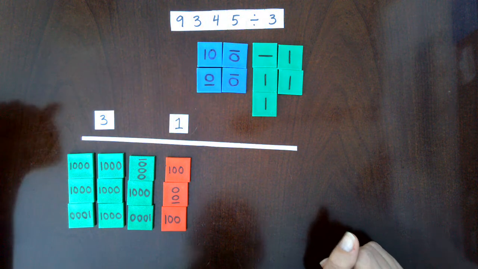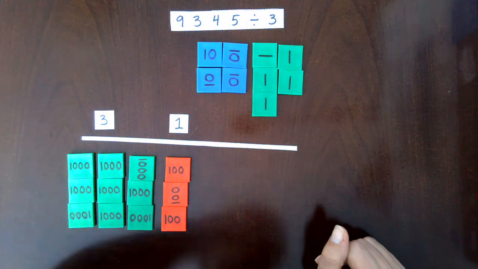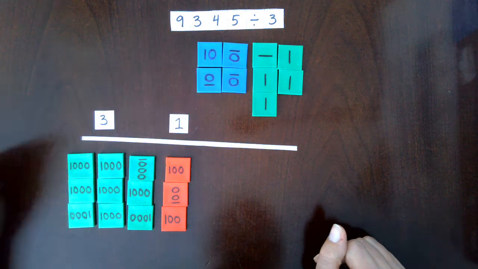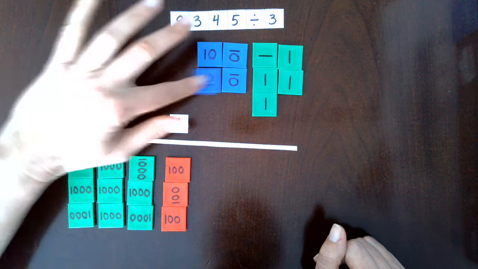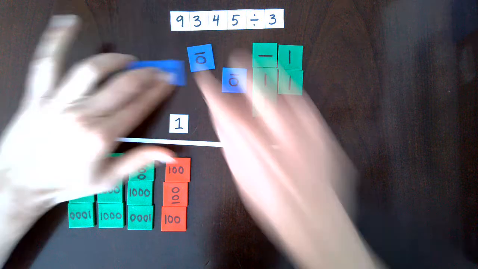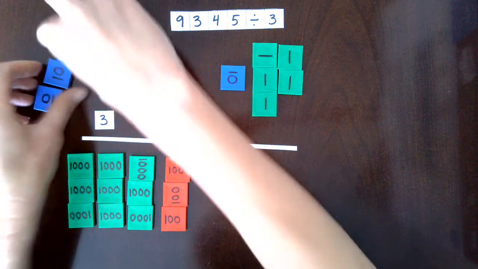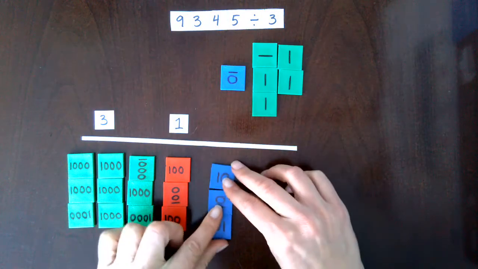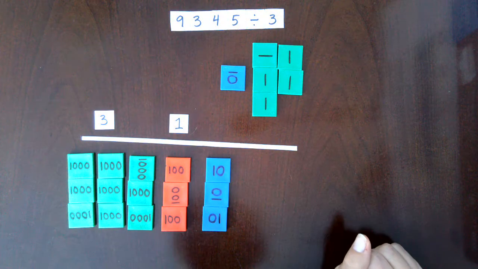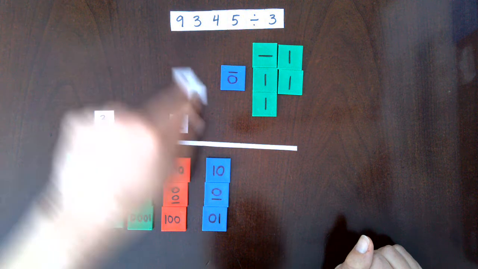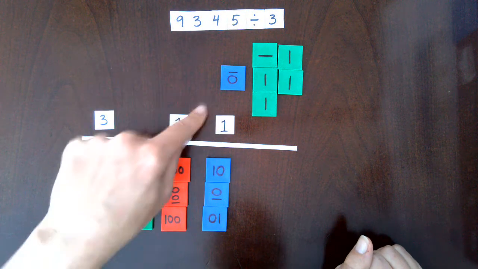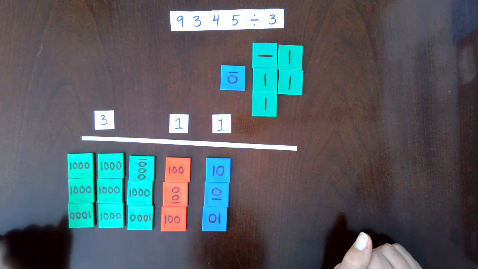Let's go on to our tens. Okay, how many groups of 3 can we make using our 10 stamps? Well, 1, 2, 3, we can really only make one, right? Because there's this extra one left over. So let's go ahead and make that group. And I'm going to write on a little strip of paper that we were able to make one group of 3 with our tens stamps.